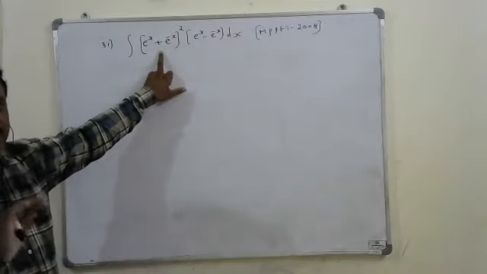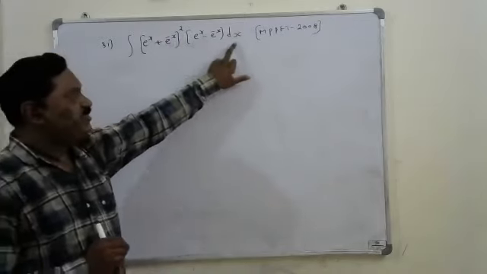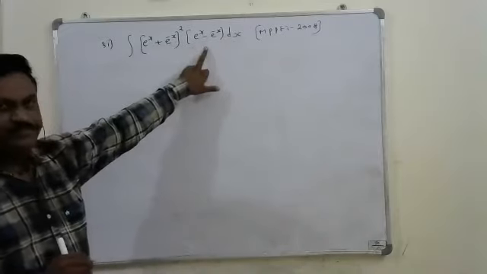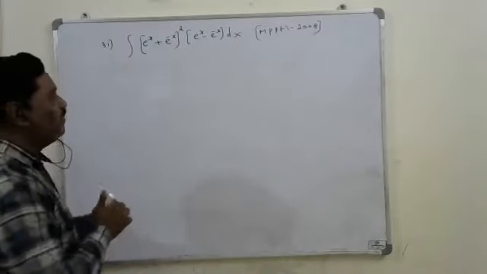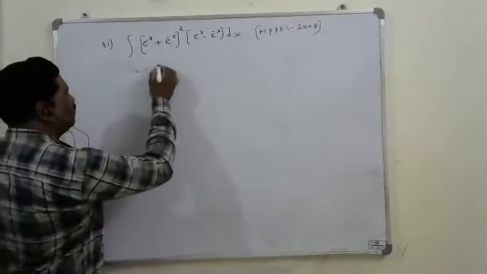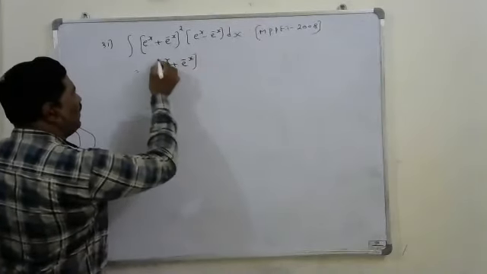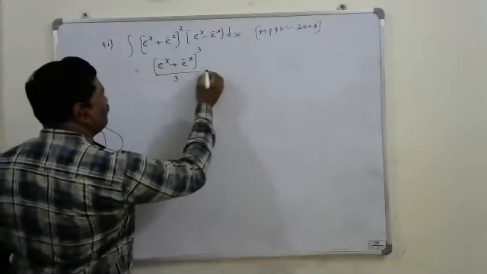Means directly it is in the formula format, f of x whole power n into f dash x dx form, because the derivative of this base is available here. Therefore, the answer is f of x whole power n plus 1 by n plus 1. Directly we can write that answer. So (e power x plus e power minus x) whole power n plus 1, 2 plus 1, that is 3, upon 3 plus c, which is the answer.